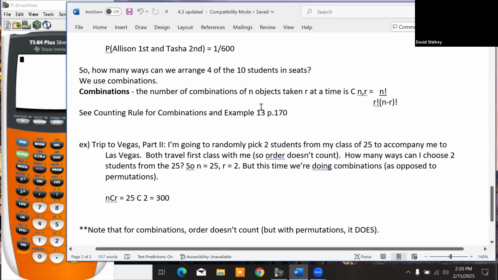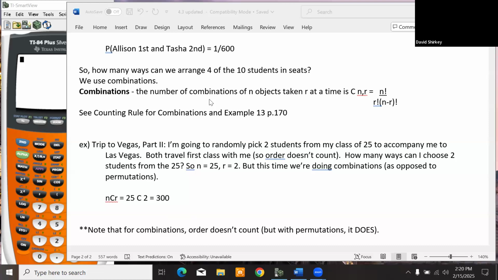When order doesn't count, we're using what are called combinations. The number of combinations of n objects taken r at a time, the way your book has it, again, our n is going to be in front of the C and our r is going to be in the back. That's n factorial over r factorial times (n minus r) factorial in the denominator. The denominator here is bigger than for permutations, which means the fraction overall is going to be smaller, okay?